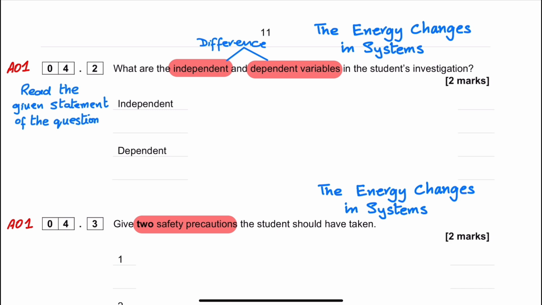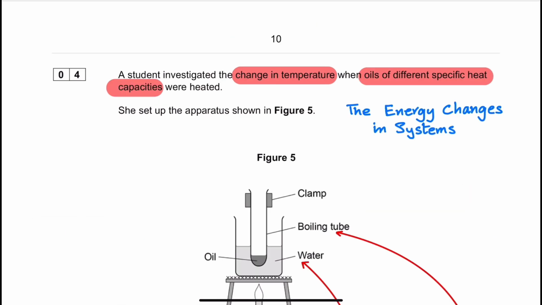4.2 is an A1 question, and this question is again from the topic of the energy changes in the system. What are the independent and dependent variables in the student investigation? The student must know the difference between the dependent and the independent variables. The independent variable in the question is the different types of oil, and the dependent variable is the rise in temperature. We can see in the statement that the student is investigating the change in temperature when the oils of different specific heat capacities are heated.